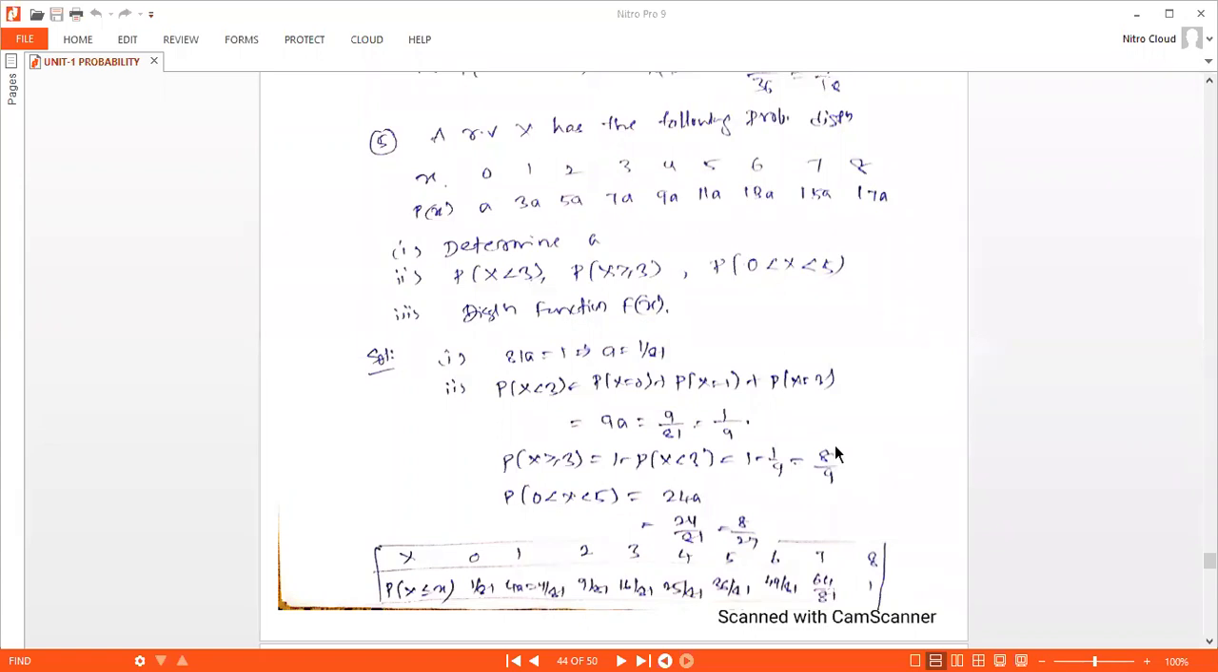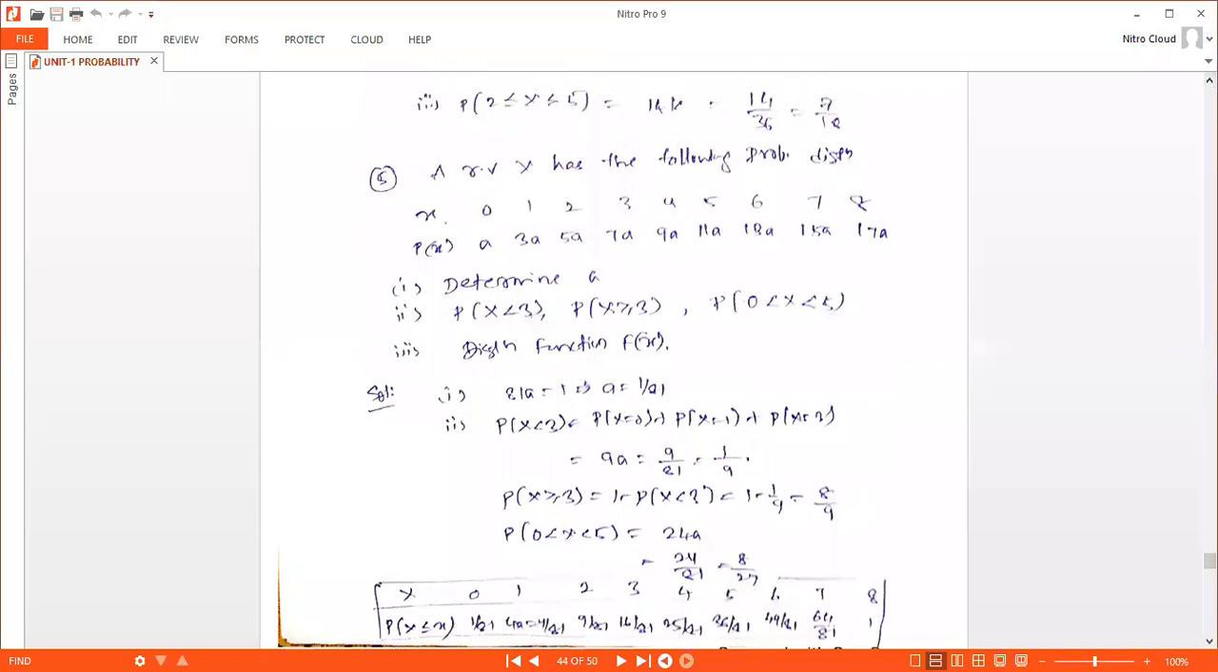Next, second, 2. Probability of X less than or equal to 2 means a plus 3a plus 5a. That is 9a. Next, corresponding to 3. Probability of X less than or equal to 3. Third value, fourth value. So a plus 3a plus 5a plus 7a.